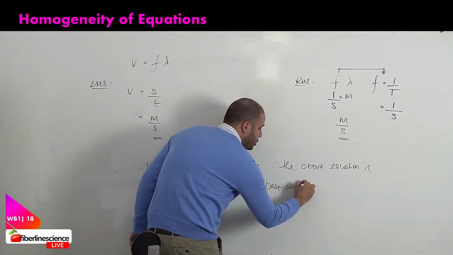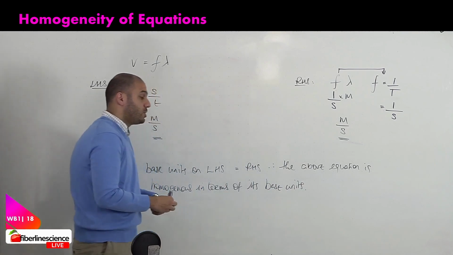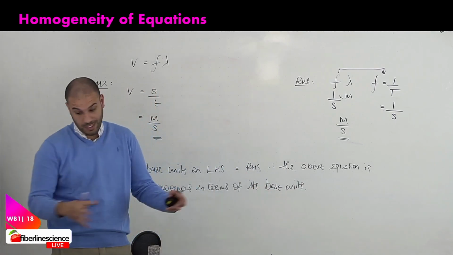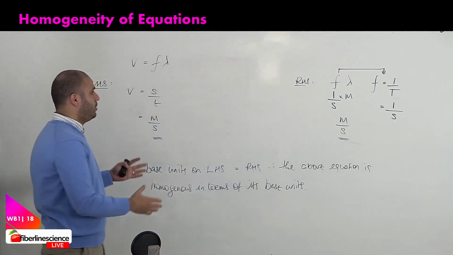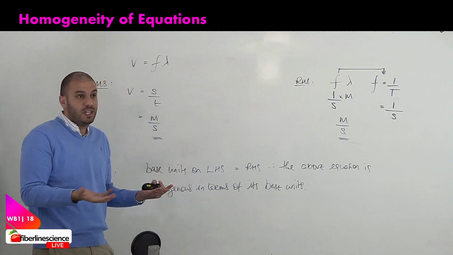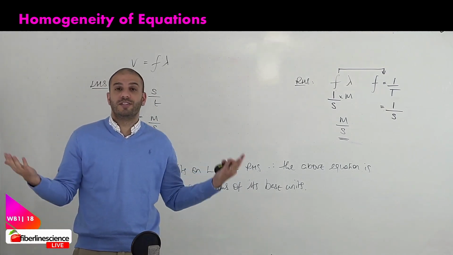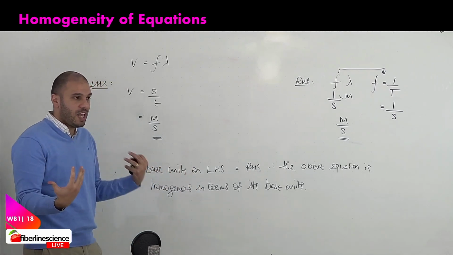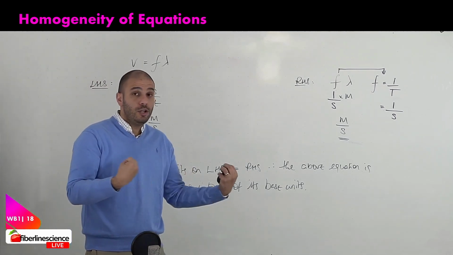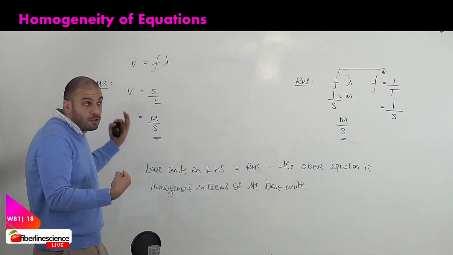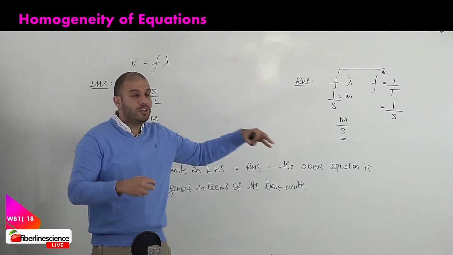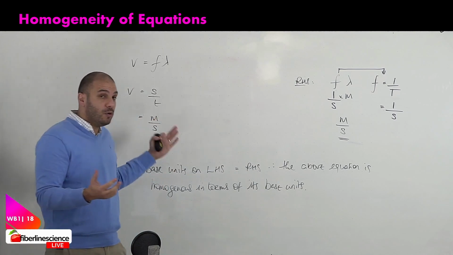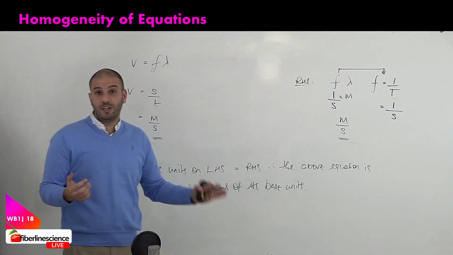It's very important to state that it is homogeneous in terms of base units and not just that it's homogeneous. Why? Because homogeneity only means that both sides are the same. They are the same in what? In value or in units. And you could have derived units and base units. They won't match up. They will only match up in terms of base units.